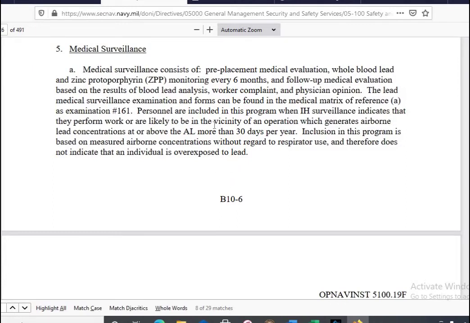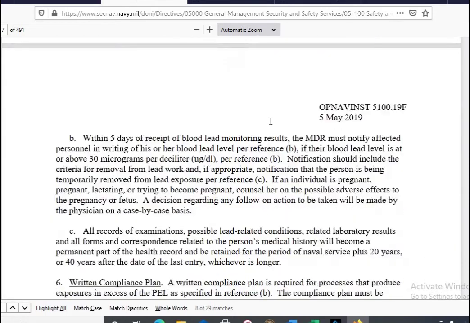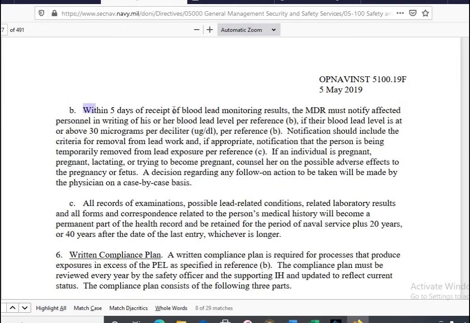And then again, you're included in that program when you're exposed at the action level for over 30 days a year. So if you think 1 month, you're exposed, you've got to get put on that program. Here's that 5 days again. Within 5 days of the blood result, the person must be notified in writing of their level, and if their level is above 30 micrograms per deciliter. So there's that 30 again.